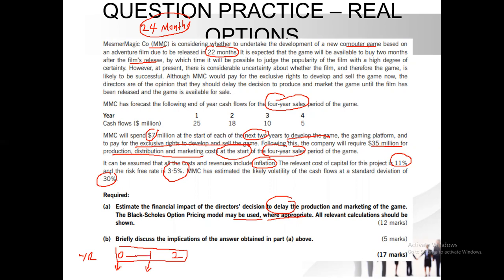At the start of year 1, here, this is the start of year 1. At the start of year 2, which is here, you pay 7. So you're going to pay a 7, another 7 here. Then the game is ready here. This is now the 4-year period. 1, 2, 3, 4.